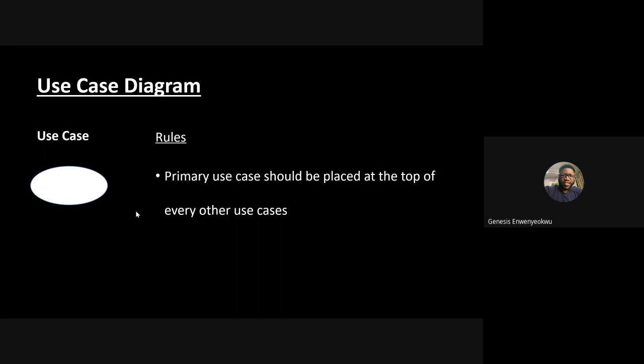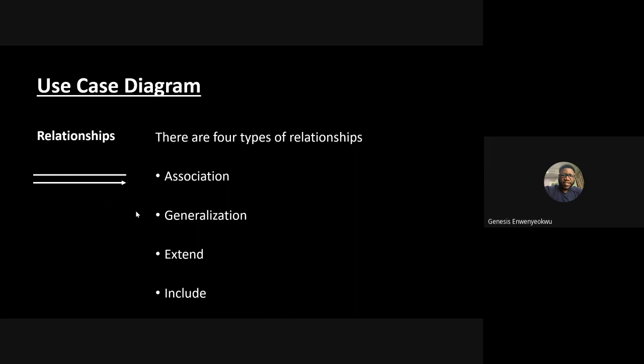These are the things you need to keep in mind whenever you are drawing use cases in your UML use case diagram. Another component we'll be looking at is relationships. And these are the most tricky components, right? You need to know what each of these relationships stands for. So we have four types of relationships: association, generalization, extend, and include.